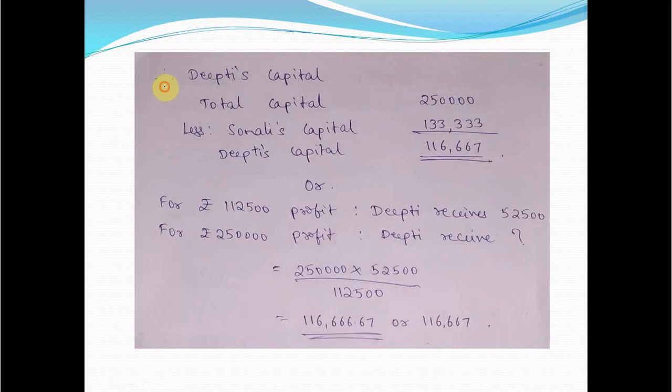Dipti's capital we can calculate the simple way. We know total capital is 2,50,000 and Sonali's capital is 1,33,333. If we deduct, we get Dipti's capital, which is 1,16,667. Or else we can frame the equation here also: for 1,12,500 total profit, Dipti receives 52,500, so for 2,50,000 capital Dipti's capital will be 1,16,667.